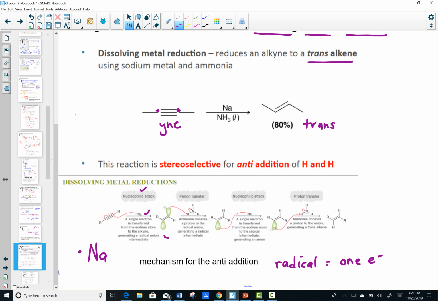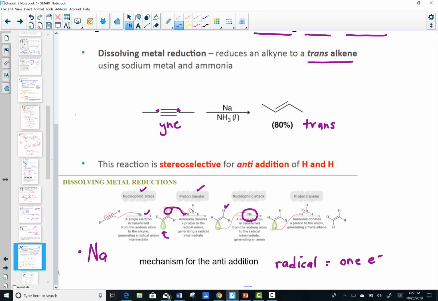So notice here in this first intermediate, the pi bond, which is now only a double bond, is left with just one electron. That's why it's called a radical. In the second step, we have a proton transfer utilizing the ammonia, NH3, and the pair of electrons from this pi bond reach out and put on a hydrogen. So we can see now the hydrogen has landed. And we repeat this step.